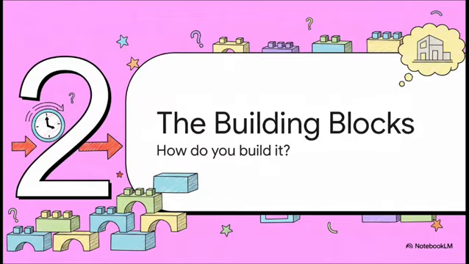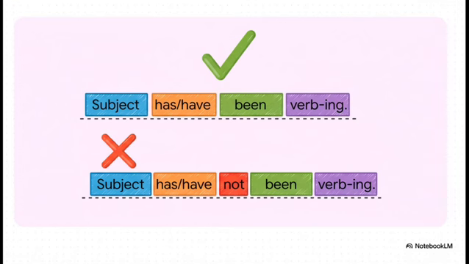All right, now that we've got the blueprint, it's time to gather our materials. Let's look at the simple, repeatable formula you're going to need to construct your very own perfect sentences. And here it is, the super simple formula. For any positive statement, you just need your subject, then either has or have, followed by been and your verb with an ing at the end. Easy, right? And to make it negative, you just slide the word not right in there, right after has or have. It's a beautifully consistent structure.